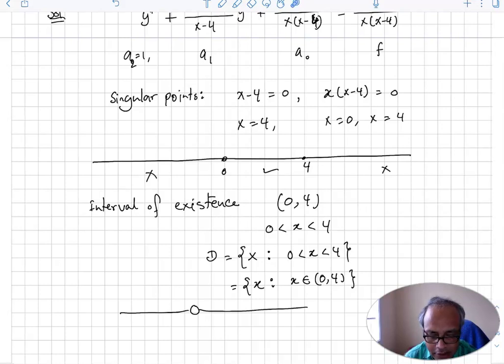So in this case here is the initial condition 3. So 1 to 3.5 or 1 to 4 also will be an interval of existence, and 0 to 4 is also an interval of existence. So the largest possible interval is from 0 to 4, and 0 and 4 are not included in the interval because they are singular points. Hope this is clear. Thank you very much for watching.